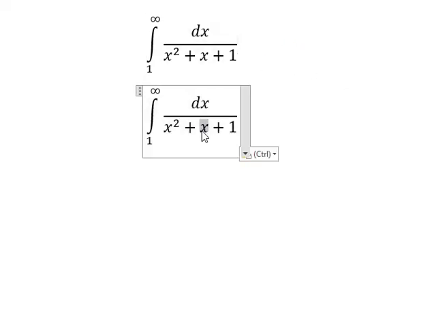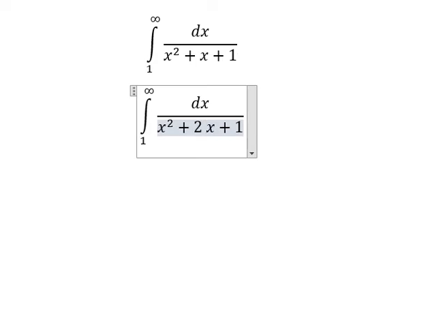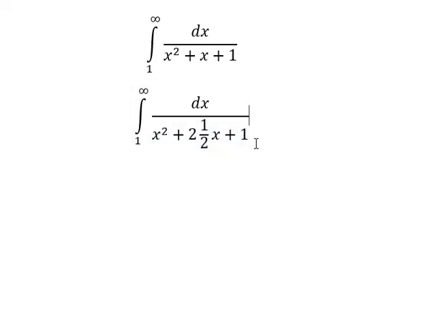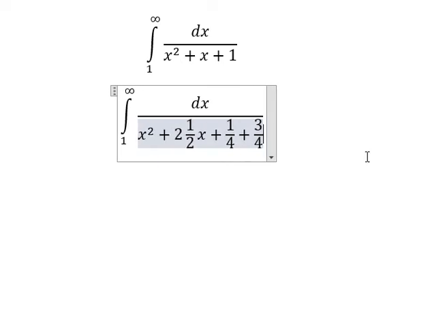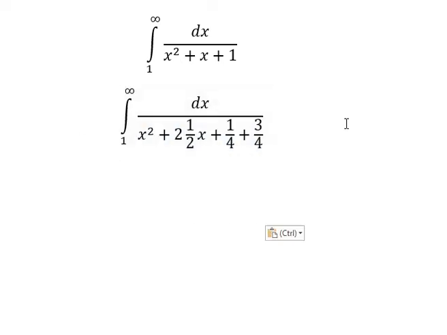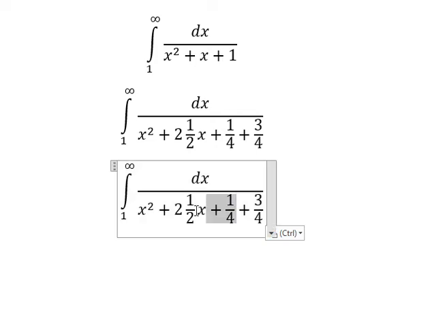About x, we have number 2 multiplied by 1 over 2. About number 1, we change by 1 over 4 plus 3 over 4. This one, that is about identity.